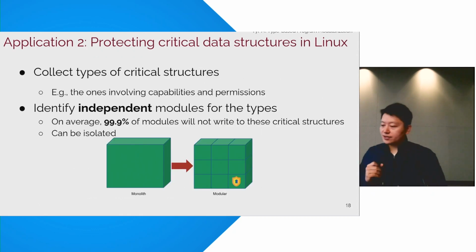In the second application, we apply TypeN to protect critical data structures in the Linux kernel. We first manually identify types of critical data structures, the ones involving capabilities and permissions, and then we apply TypeN to identify the dependent modules of these critical data structures. We found that 99.9% of modules will never write to these critical data structures, so they can be safely isolated. This way we can protect these data structures.